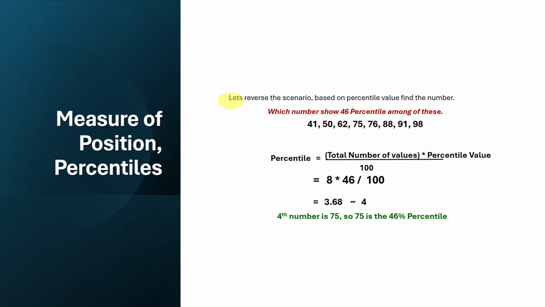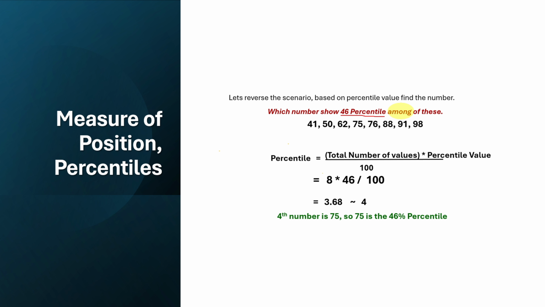Now let's discuss this in another way. Let's reverse this scenario: based on the percentile value, find the number. Now we know the percentile value. This is very important for the MCQs, guys. In your exam, you will get like 4 or 5 questions as MCQs and you need to select the correct number. So how will you calculate? This is very easy for the MCQs. You can do it in 30 seconds if you know the formula.